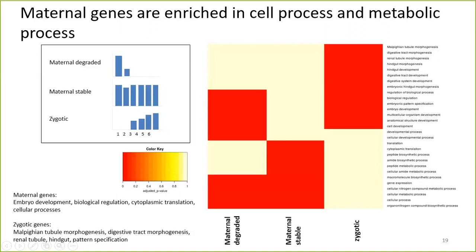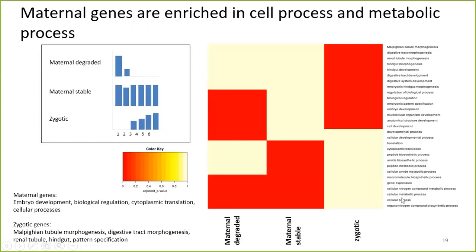And what we observed was that the maternal degraded genes were more enriched in biological processes that basically are needed to support the development of the organism. Things, for example, like translation, cytoplasmic translation, peptide biosynthesis, peptide metabolic process, gene expression, cellular processes. So these are processes that you would imagine are needed for supporting the embryo. And that was the same thing for the maternal stable genes. Okay, so the genes that are stable across time points basically are needed to support the embryo.